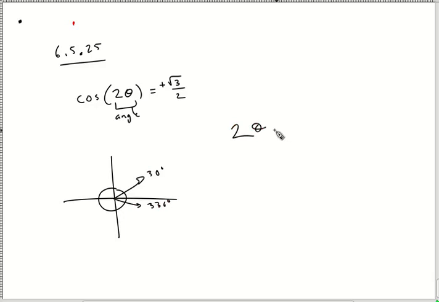2 theta is equal to pi over 6 and also 11 pi over 6, right? Radian stuff. Plus 2 pi n, right?